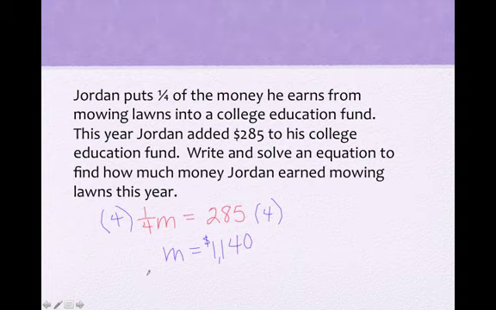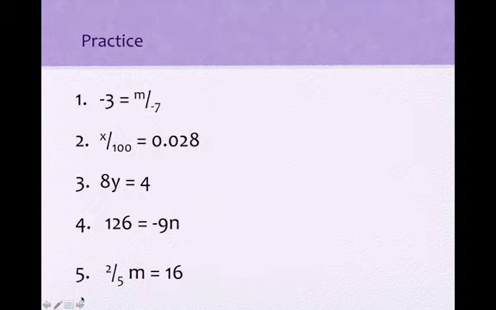So let's go back really quickly and check. 1/4 times 1,140, divided by 4, that equals 285. Indeed, it worked. Okay, so I've got some practice problems for you. Write these down, pause the video, and then come on back and check your answers.